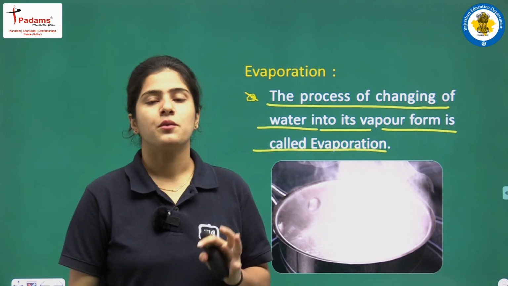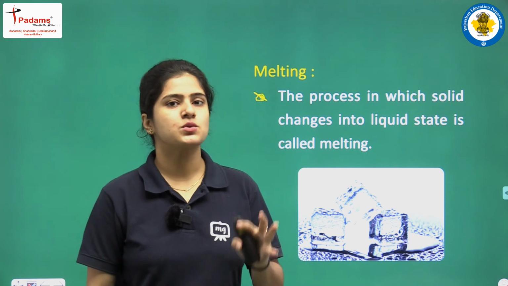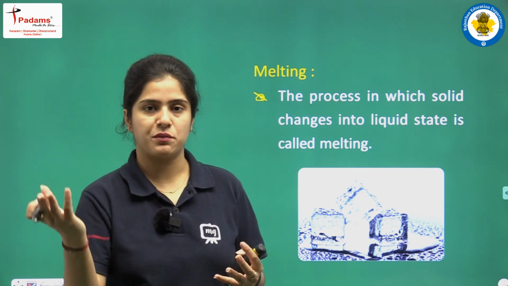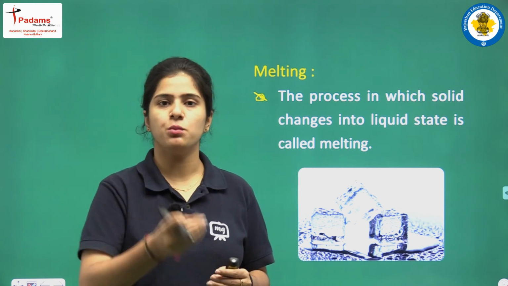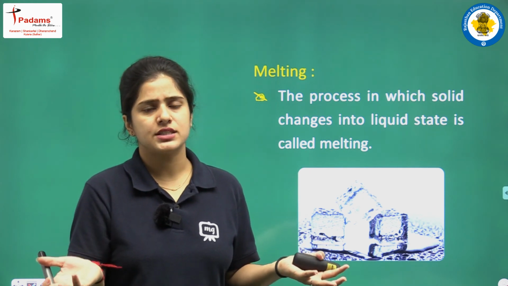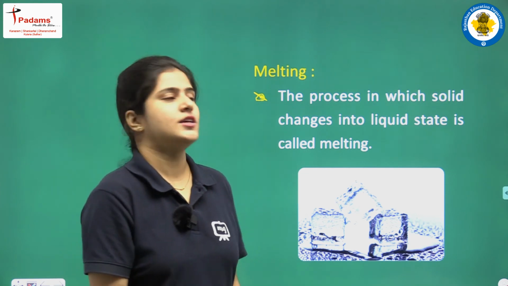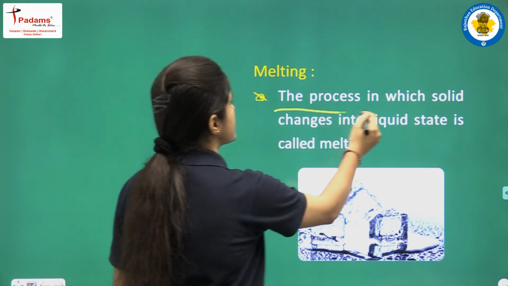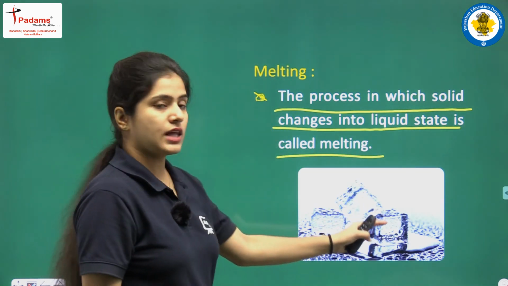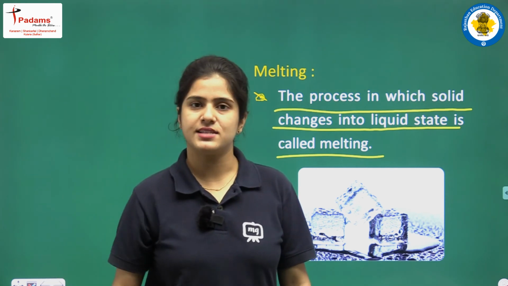Next, students, we are discussing melting. What is melting? Melting is a process in which a solid changes to liquid form. For example, you put an ice cube on the table and you will see that the ice cube melts into water. So the process in which a solid changes into the liquid state is called melting.